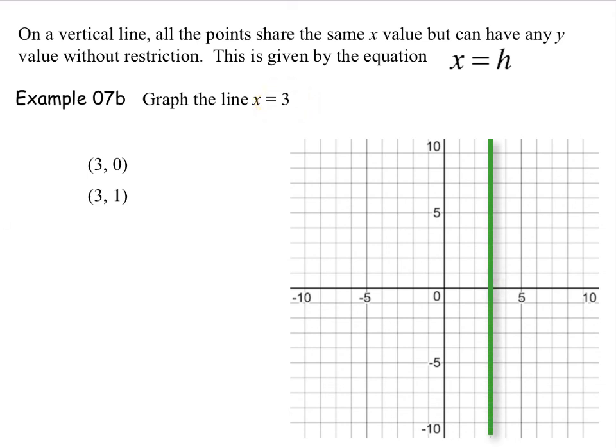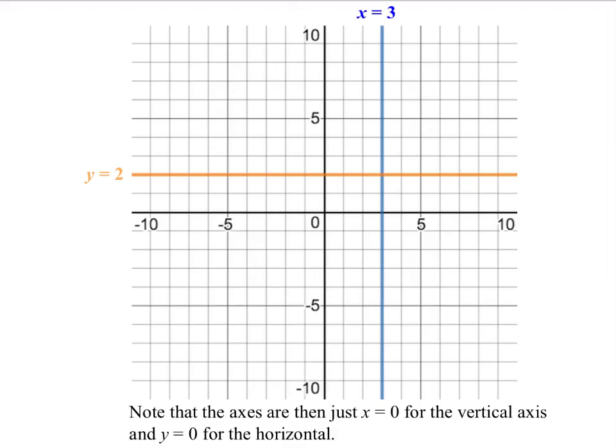Drawing these 2 together, we get this graph. Notice that the axes are themselves just x equals 0 for the vertical axis and y equals 0 for the horizontal axis. And those are all the different types of equations of lines that you'd have to graph.